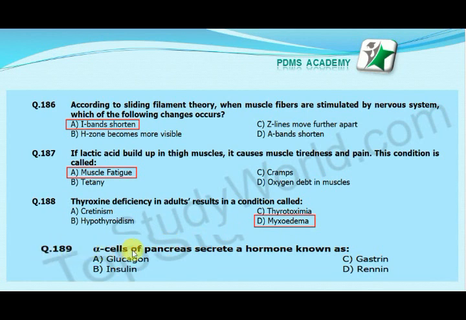Our next MCQ is: alpha cells of pancreas secrete a hormone known as option A, glucagon, option B, insulin, option C, gastrin, option D, renin. Our correct answer is A, glucagon.